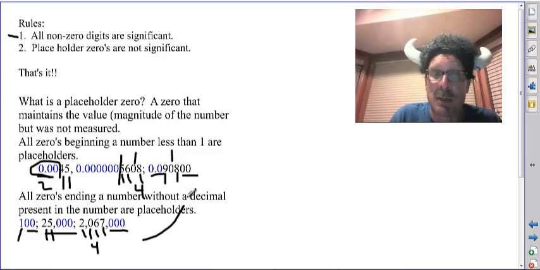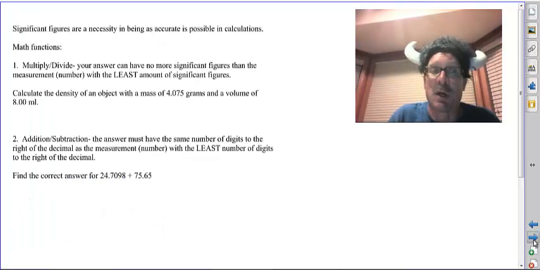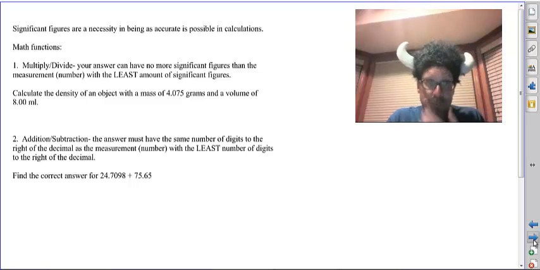So when we go back up to this problem, these 2 zeros are at the end, but there happens to be a decimal in the problem, meaning those were accurately measured, so this number actually has 1, 2, 3, 4, 5 significant digits. Why is that important? Let's look at the math. It tells me where I round my answers, and here are the functions.